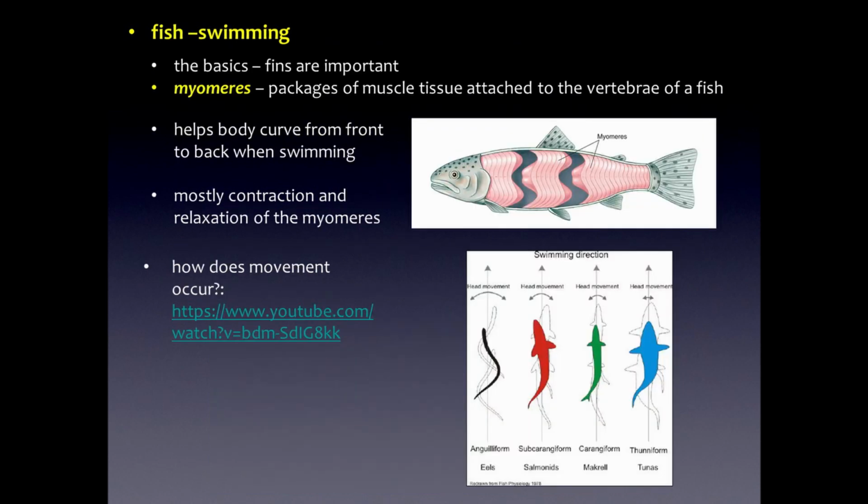I'm not getting into the details of how fish swim, but what we know is that within a fish's body, there are packages of muscle tissue attached to the vertebrae, and these are known as myomeres. The myomeres help the fish's body curve from front to back when swimming. That swimming motion that you can associate with fish comes from the contraction. So you bring those myomeres in and then you relax them. And that's what results in the swimming motion that we see with fish.